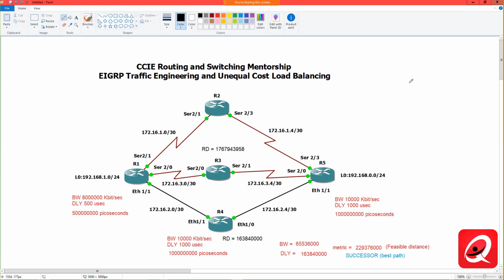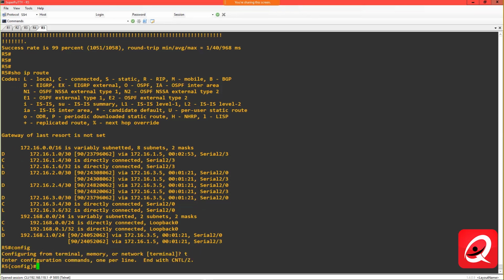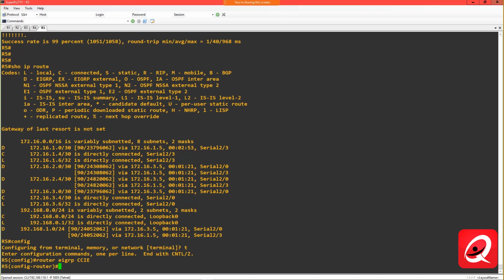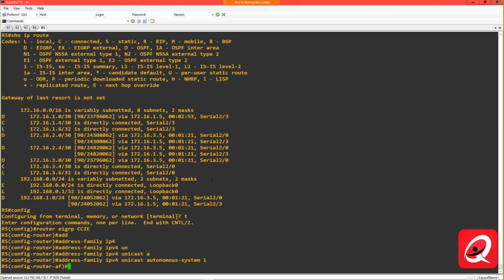All right. So let's go ahead and configure it between the two routers. I'm going to use some relatively aggressive timers in this case. Hopefully it won't crash the routers, but let's go ahead and do the configuration. So I'm going to start on router 5. And I'm actually going to use the address family configuration here because it is beneficial for us. I'm going to go into router eigrp CCIE and go into address-family ipv4 unicast autonomous-system 1. And this would normally be an AF interface configuration.